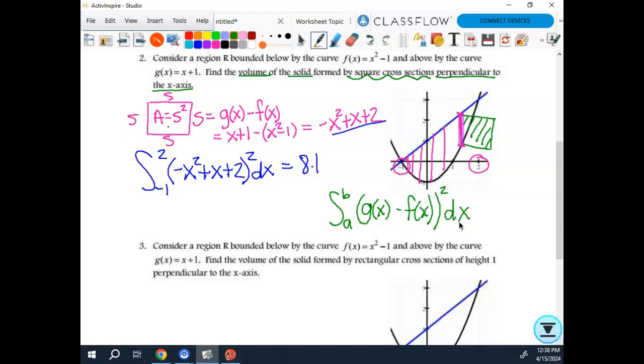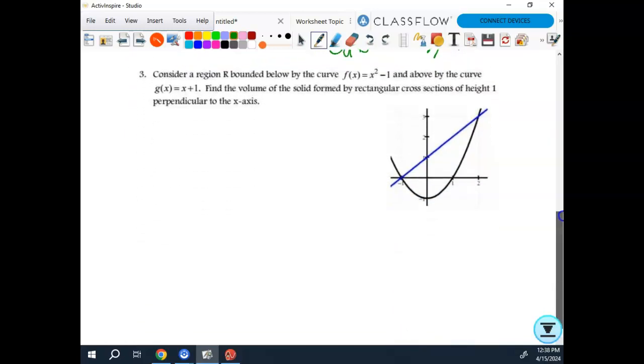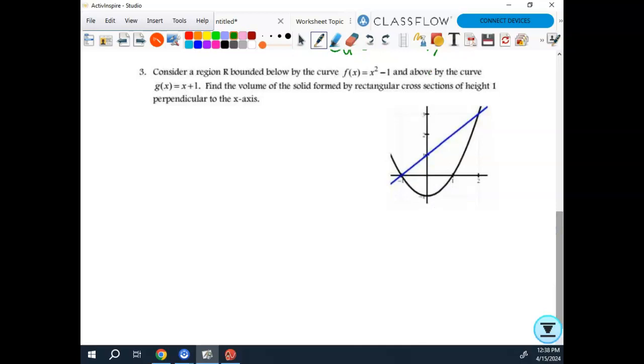All right. So we're going to do the same thing here, but with different cross sections. So this says, consider a region R bounded by the same curves. Find the volume of the solid formed by rectangular cross sections of height 1. That's important because we can get the base, right? If I do this, I'm going to have these little rectangles here, right? I'm so bad at drawing this. We're going to have these little rectangles. I can get this the same way I did before, which is just subtracting the 2.